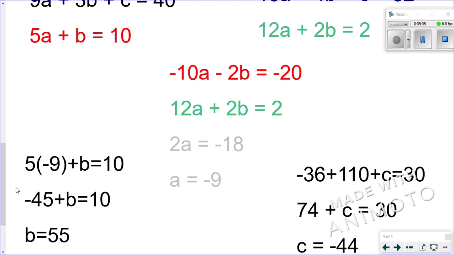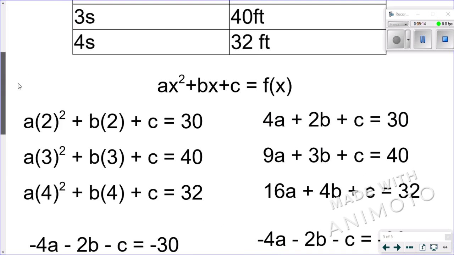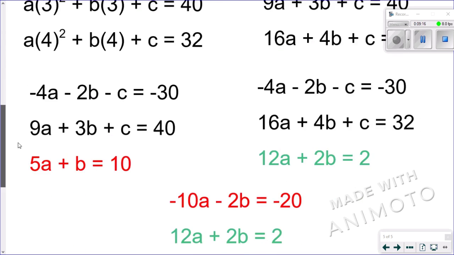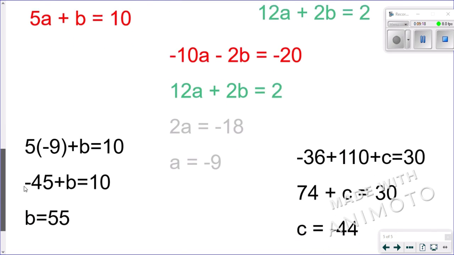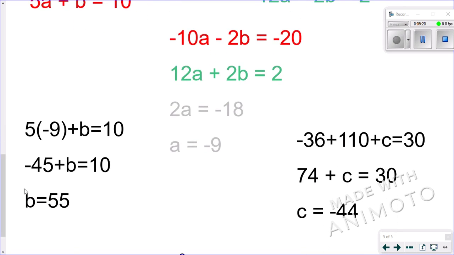Okay, so then I think I plugged it into my first equation, the 4a plus 2b plus c equals 30. So I did 4 times -9 and got -36 plus 2 times b. Well, b is 55. So 55 times 2 is 110 plus c equals 30. -36 plus 110 is 74. Subtract the 74 from both sides, and we get c equals negative 44.